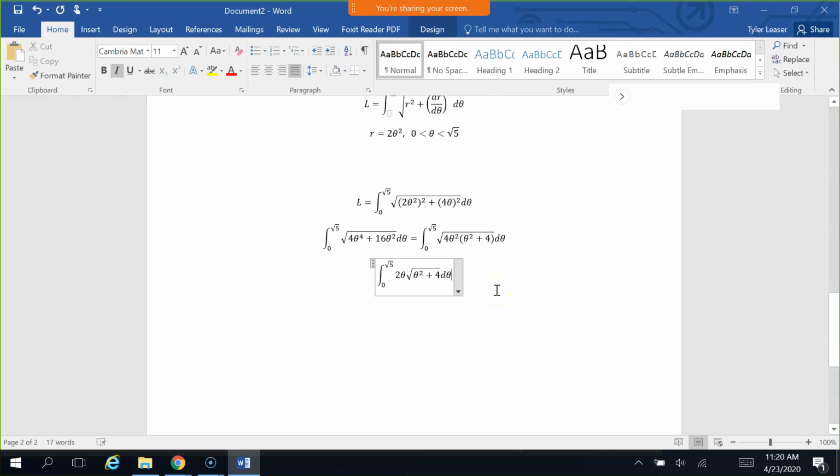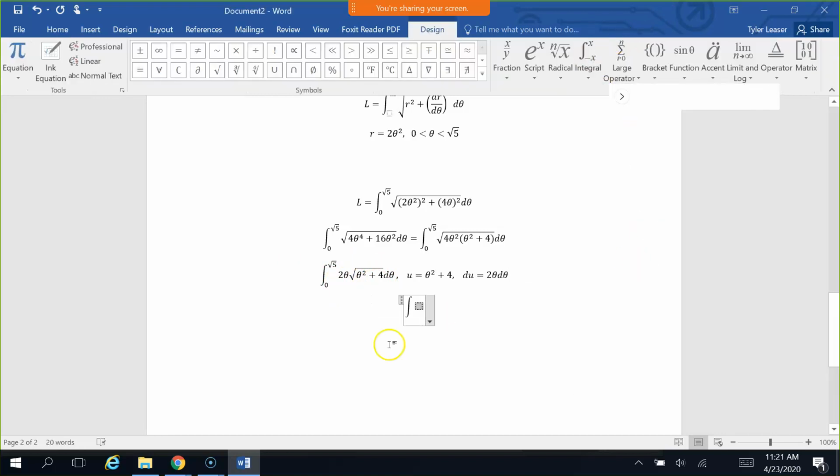Now we can do a u substitution. If we let u be that stuff on the inside of the square root, that theta squared plus 4, then du would just be 2 theta d theta. And that would substitute out with the 2 theta d theta that we already have in our integral.